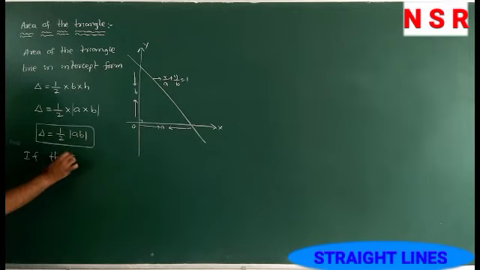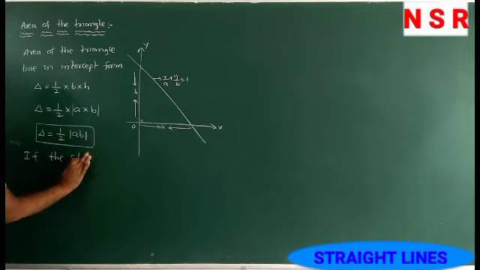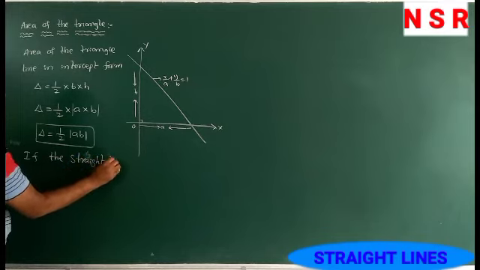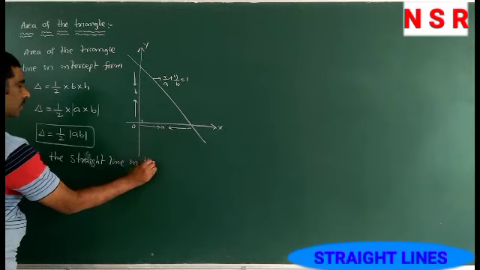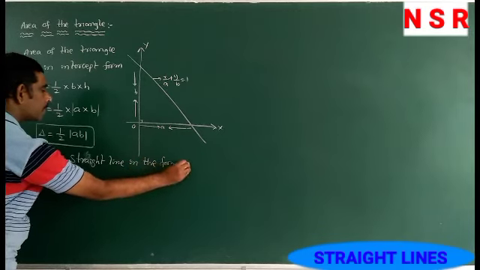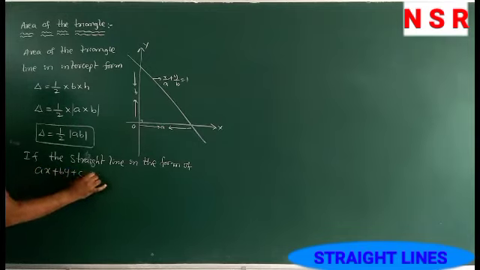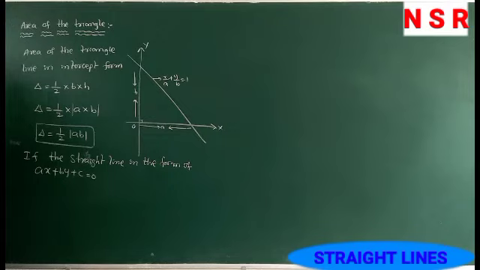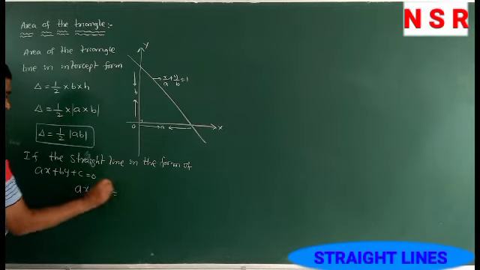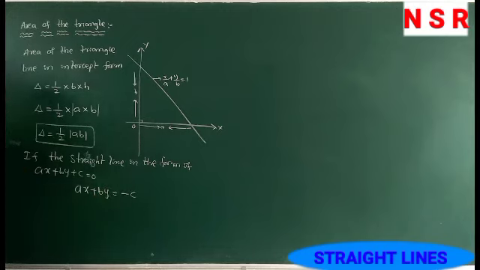If the straight line is in the form of ax plus by plus c equals 0, what is the formula for the area of the triangle? Now this ax plus by plus c changes into intercept form first. So ax plus by equals minus c, we move c to this side and get minus c.